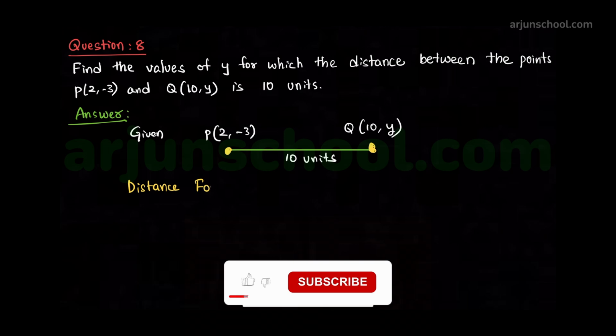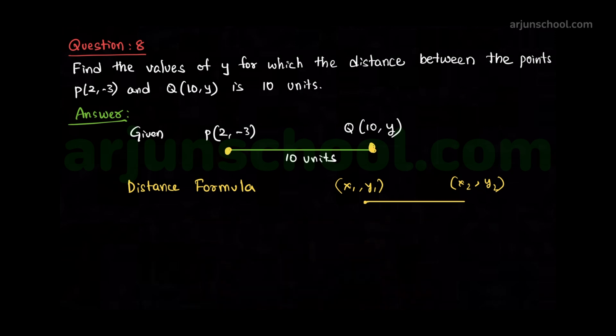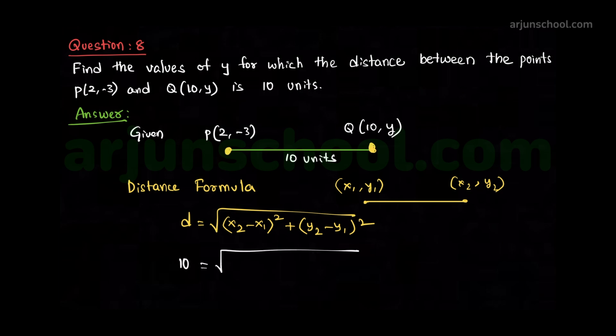Now let us use the distance formula. Distance between the 2 points (x1, y1) and (x2, y2) is d is equal to root over (x2 minus x1) whole square plus (y2 minus y1) whole square. The given distance between the 2 points is 10 units. That implies 10 is equal to root over, where (x1, y1) is (2, -3) and (x2, y2) is (10, y).